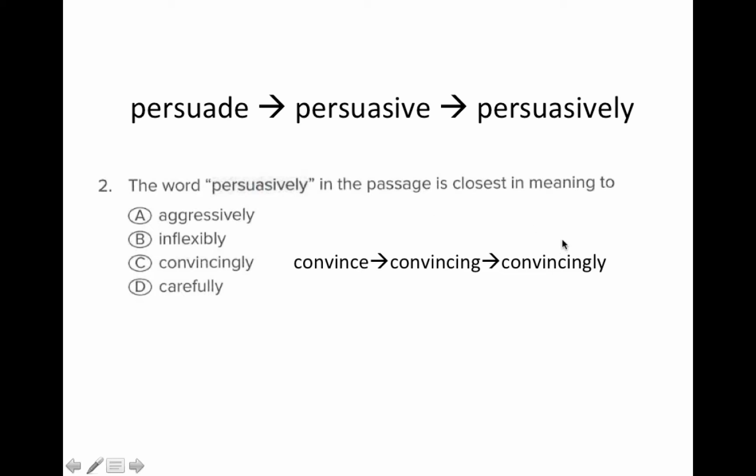Not surprisingly, kind of the same derivational format of the word that's being targeted is the correct answer, which is convincingly. Convincingly as an adverb is related to convincing, which is an adjective, which is related to convince, which is a verb. Convince and persuade are related in meaning, therefore persuasively and convincingly are related in meaning. All of these other three choices, none of them go back to verbs. They go back only as far as adjectives, which gives you one more commonality between persuasively and convincingly.